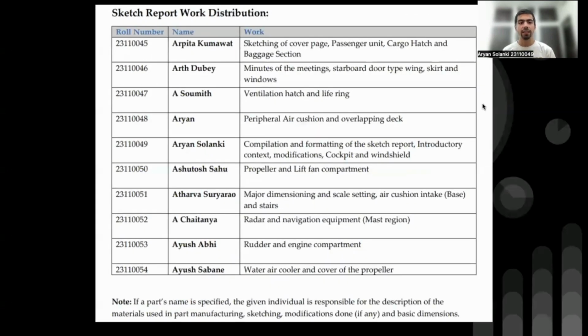The following is our work distribution table snapshot from the sketch report as well. It is of our sketching and dimensioning phase. I would again request the viewer to pause the video and have a look at it.